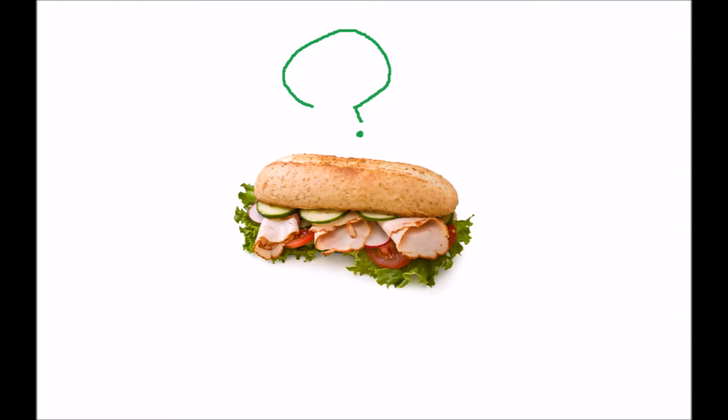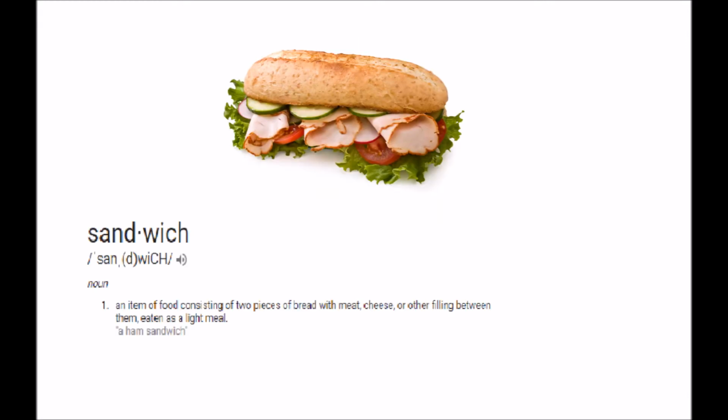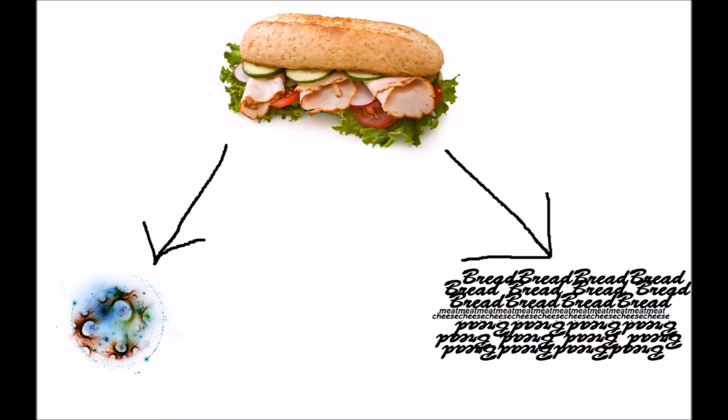This seems like a ridiculous thing to argue about. We should be able to tell what is and isn't a sandwich. Let's start by asking ourselves, what actually is a sandwich? Google defines a sandwich as an item of food consisting of two pieces of bread with meat, cheese, or other filling between them, eaten as a light meal. But there's a trick here.